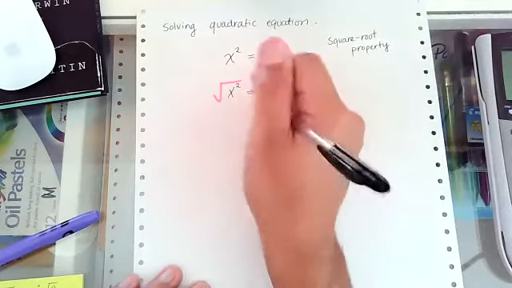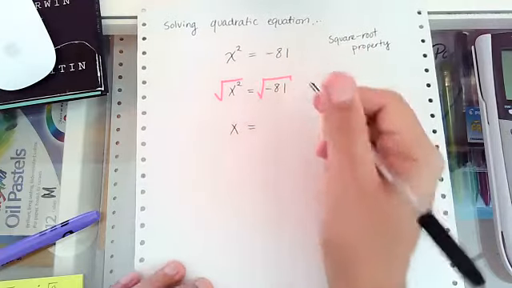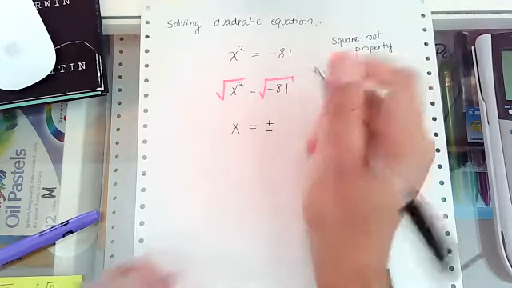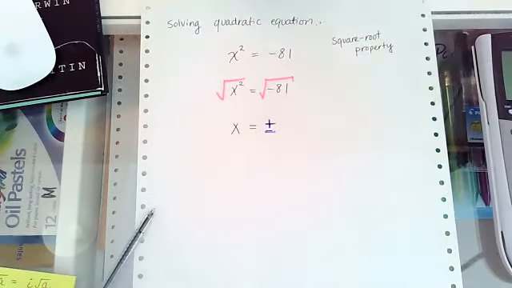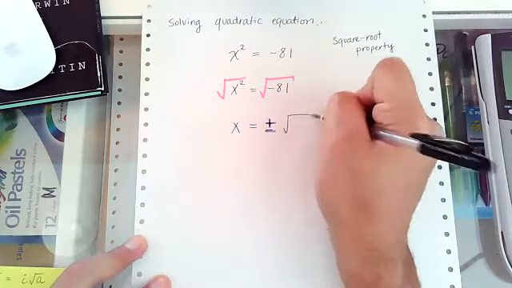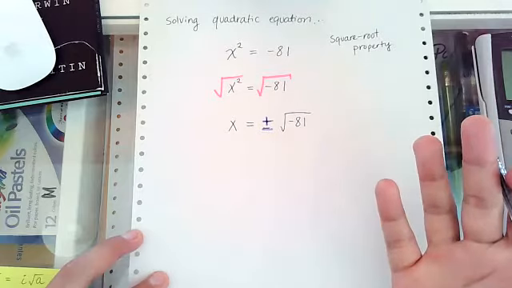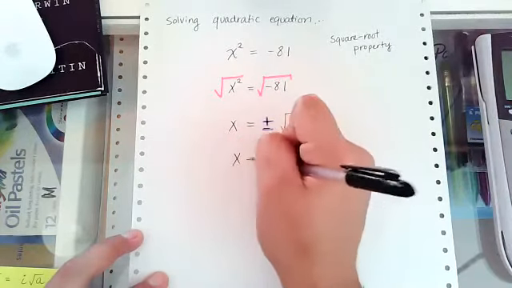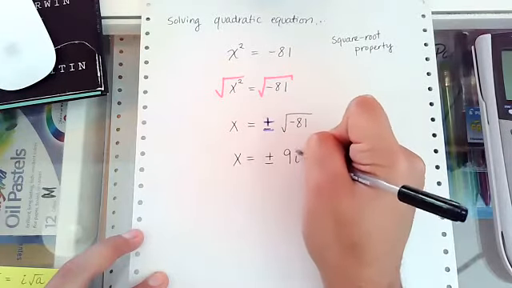Once I do that, I know that the square root of x squared is just going to be x. And I also know that now I need to have a plus or minus over here because I should have two solutions. Now all I have to do is simplify the square root of negative 81. And since we've been simplifying these in the last problem set, this will be x is equal to plus or minus 9i.